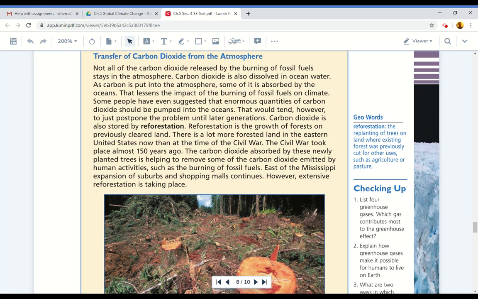Carbon dioxide is also stored by reforestation. Reforestation is the growth of forests on previously cleared land. There is a lot more forested land in the eastern United States now than at the time of the Civil War. The Civil War took place almost 150 years ago. The carbon dioxide absorbed by these newly planted trees is helping to remove some of the carbon dioxide emitted by human activities, such as the burning of fossil fuels. East of the Mississippi, expansion of suburbs and shopping malls continues. However, extensive reforestation is taking place.